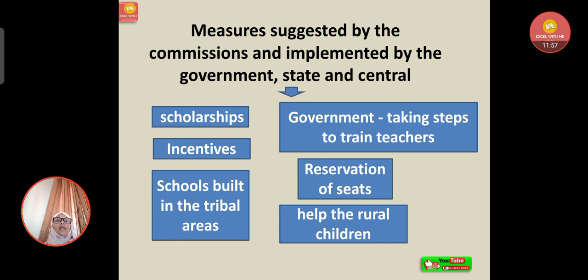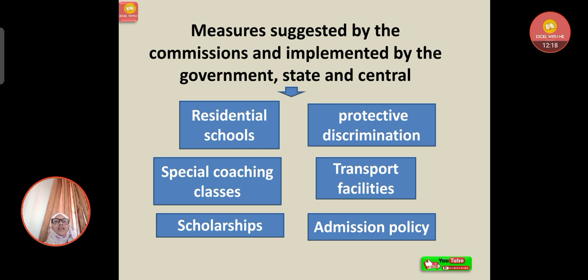Nextly, to help the rural children, more schools are built in the rural areas. Navodaya schools are established in the rural areas to achieve this object. That means free and quality education is given to these children. They are given boarding and lodging also. Now next, residential schools for the scheduled tribes, scheduled castes and disadvantaged sectors.